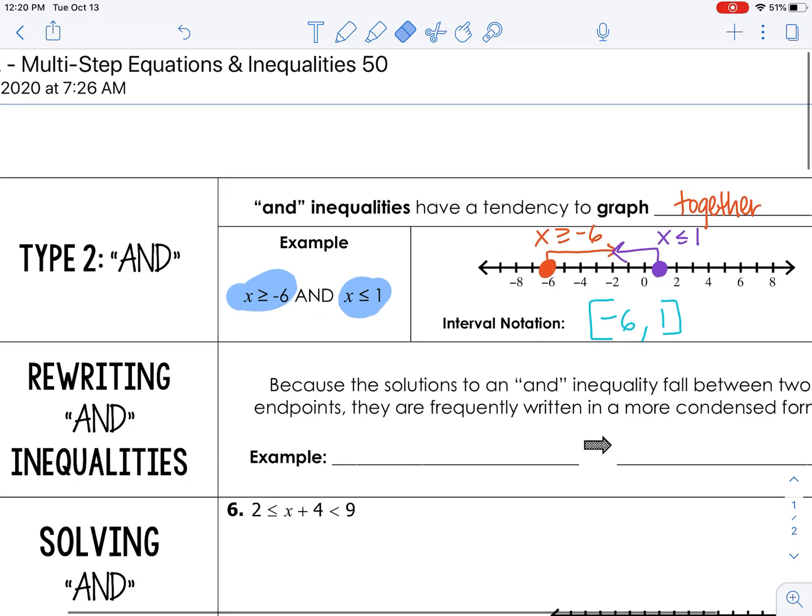So that's interval notation and how to graph the AND inequality. You're ready for the assignment that goes with this. You're ready to graph compound inequalities, both OR and AND inequalities.